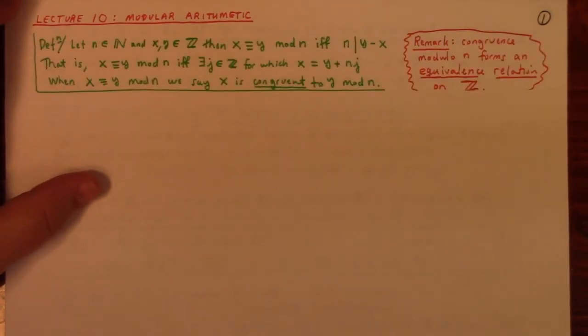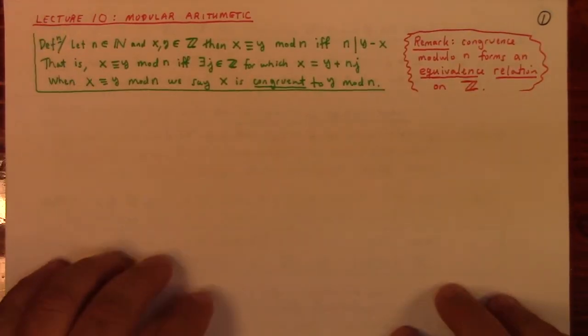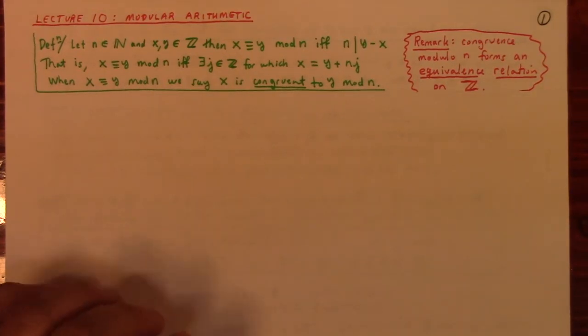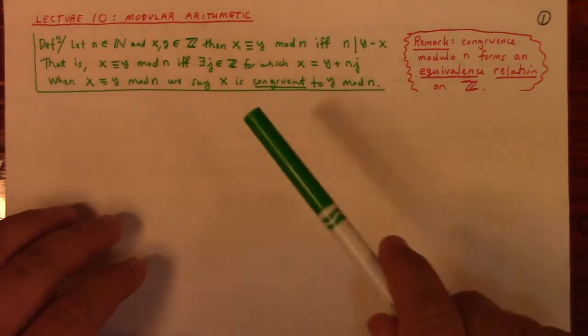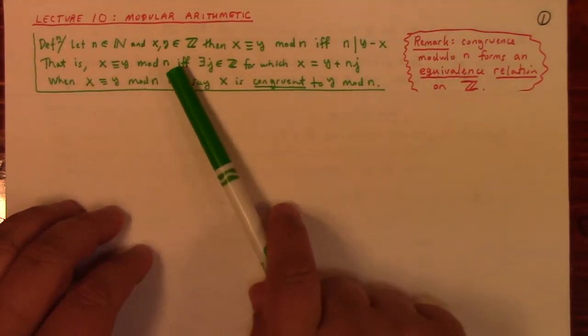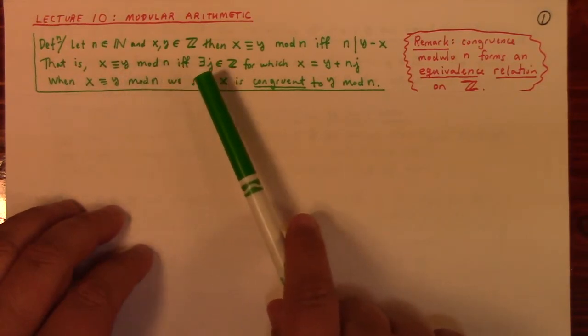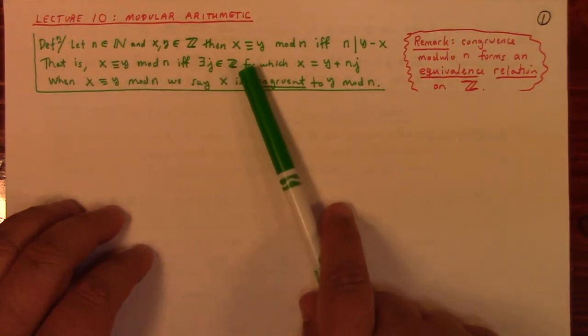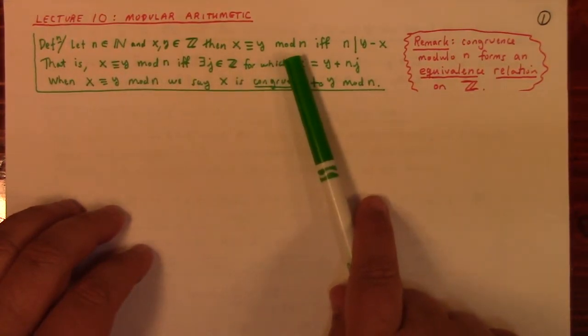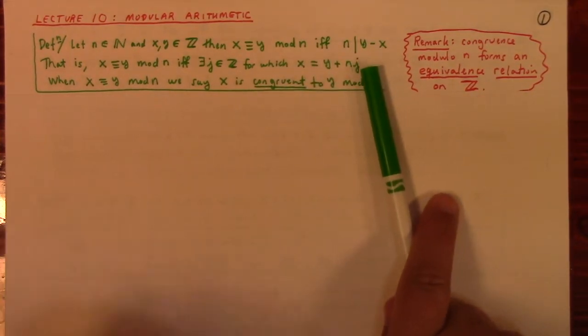Let us begin Lecture 10 on modular arithmetic. So first of all, here's the definition. If we have an integer n and x and y integers as well, n has to be positive, right? Then x is congruent to y mod n if and only if n divides y minus x.